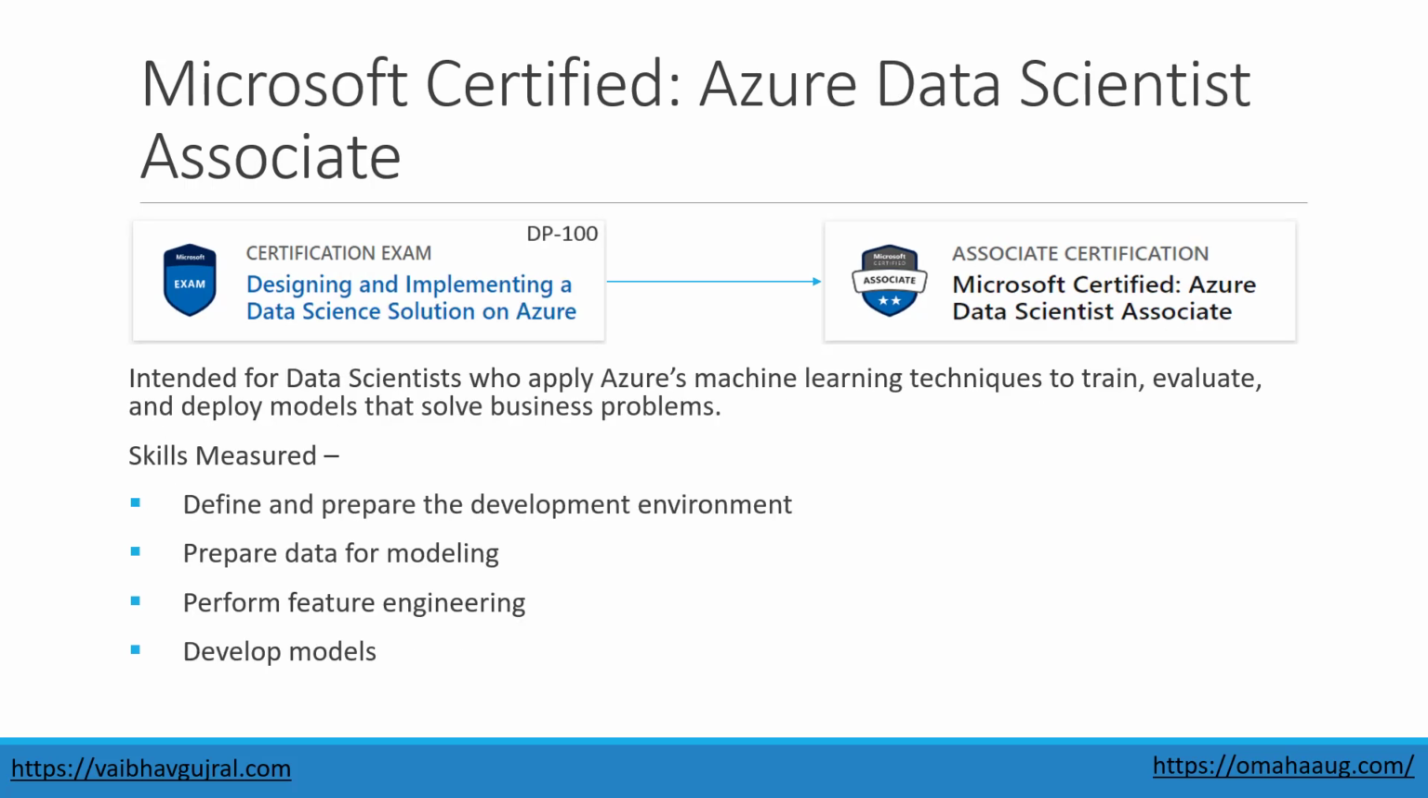Azure Data Scientist Associate certification requires a single exam, DP-100, which is Designing and Implementing a Data Science Solution on Azure. This is intended for data scientists who apply Azure's machine learning techniques to train, evaluate, and deploy models that solve business problems. The skills measured as part of this exam include defining and preparing the development environment, preparing data for modeling, performing feature engineering, and developing models.